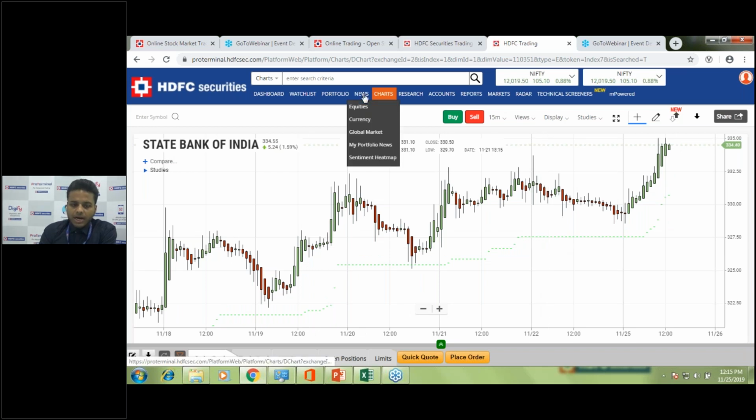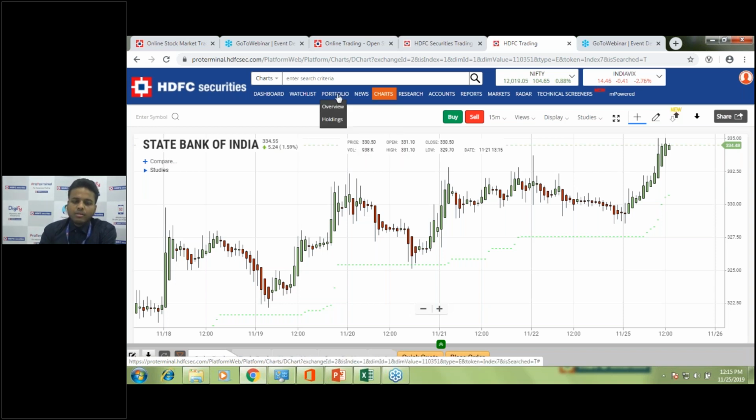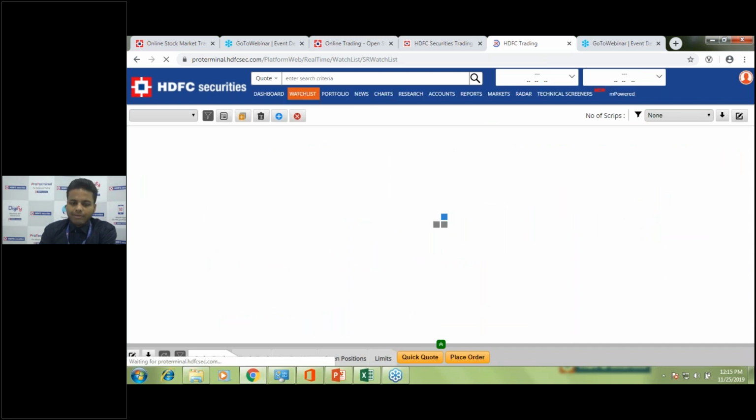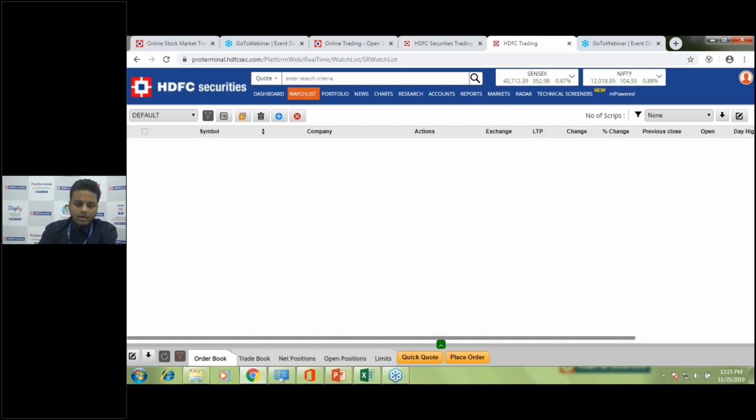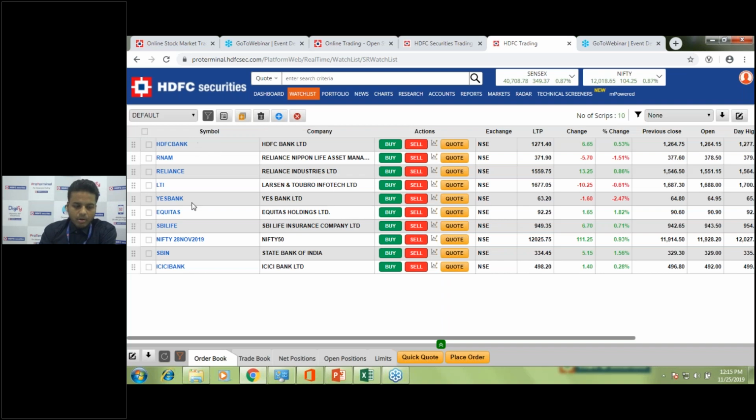On the left-hand side of a chart, you can see the news, where you can find news of equity, currency, global markets, and your portfolio news, meaning only news related to any stock that you have in your portfolio, and the sentiment heat map. Then you can see your portfolio overview in your holdings. And at the last, coming back to our watch list, whatever stocks you have entered will be shown over here. These are the stocks that I follow, so in my watch list, these particular stocks will be there.